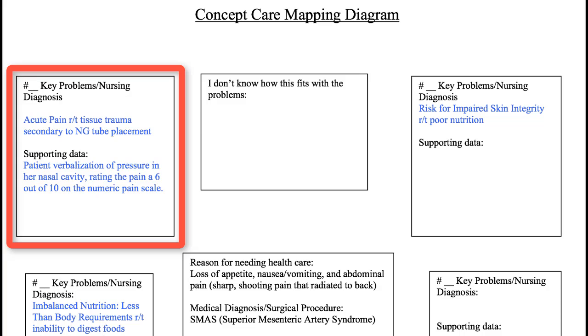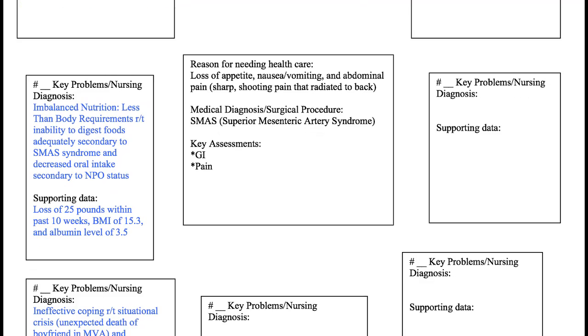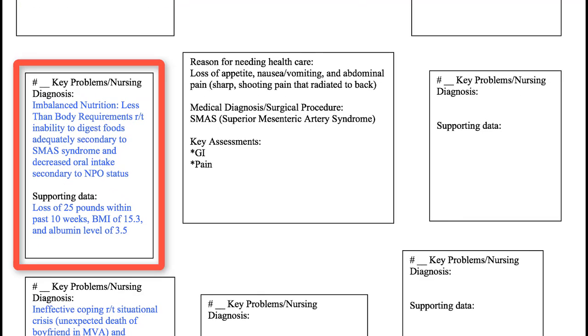Acute pain related to tissue trauma secondary to NG tube placement, as evidenced by, which is our supporting data, patient verbalization of pressure in her nasal cavity, rating the pain a 6 out of 10 on the numeric pain scale. Imbalanced nutrition, less than body requirements related to inability to digest foods adequately, secondary to SMAS, and decreased oral intake secondary to NPO status, as evidenced by a loss of 25 pounds within the past 10 weeks, BMI of 15.3, and an albumin level of 3.5.